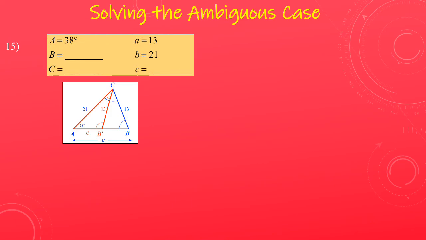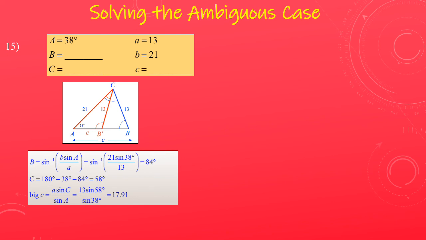Let's show two examples from scratch. In number 15, we are given angle A equals 38 degrees, little a equals 13, little b equals 21, a side-side angle situation. We draw the picture somewhat to scale, and it is fairly clear that little a, which is about 2/3 of the distance of little b, can be drawn to the horizontal in two ways, given the classic blue triangle ABC and the red triangle AB'C.